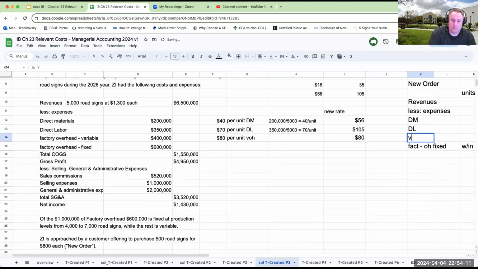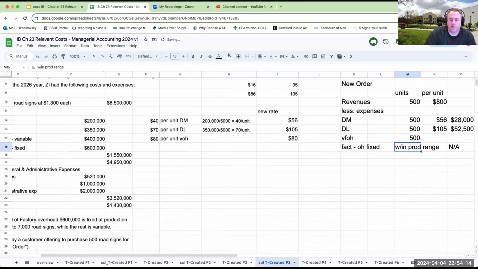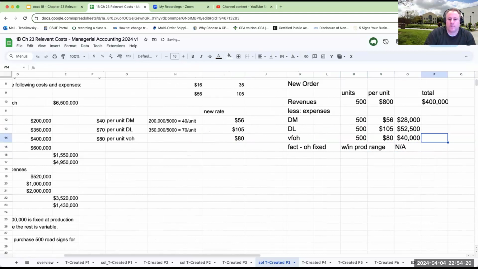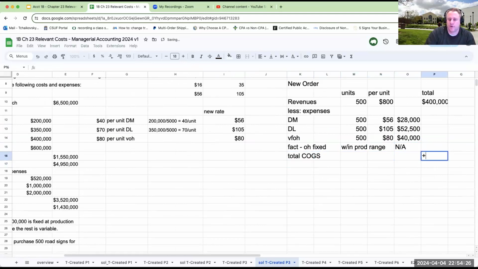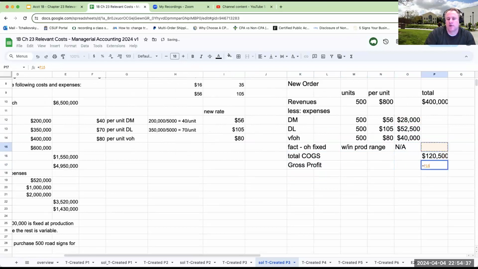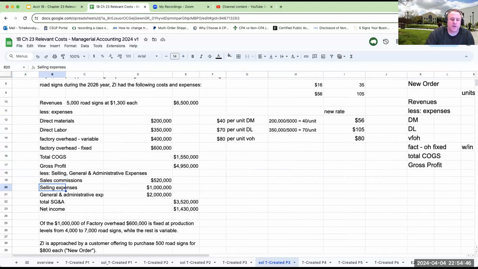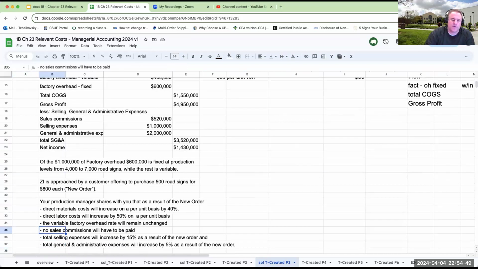So coming over here, my variable factory overhead, I've got 500 units at 80 per unit for a total of $40,000. So my total cost of goods sold for the new business is going to be a total of 120,500. So my gross profit on the new business is going to be 400,000 minus the 120,500. So this is for the new order. Now let's take a look at the other expenses. So no sales commissions will have to be paid.